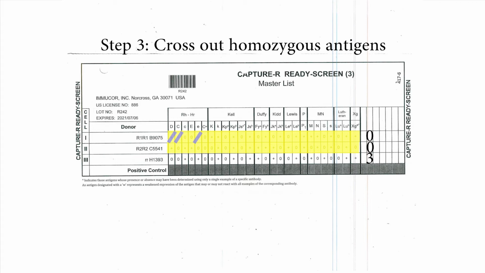Using the same logic, try crossing out the rest of the antigens. Once you finish with donor number 1, move on to donor number 2, and repeat the same steps for crossing out.